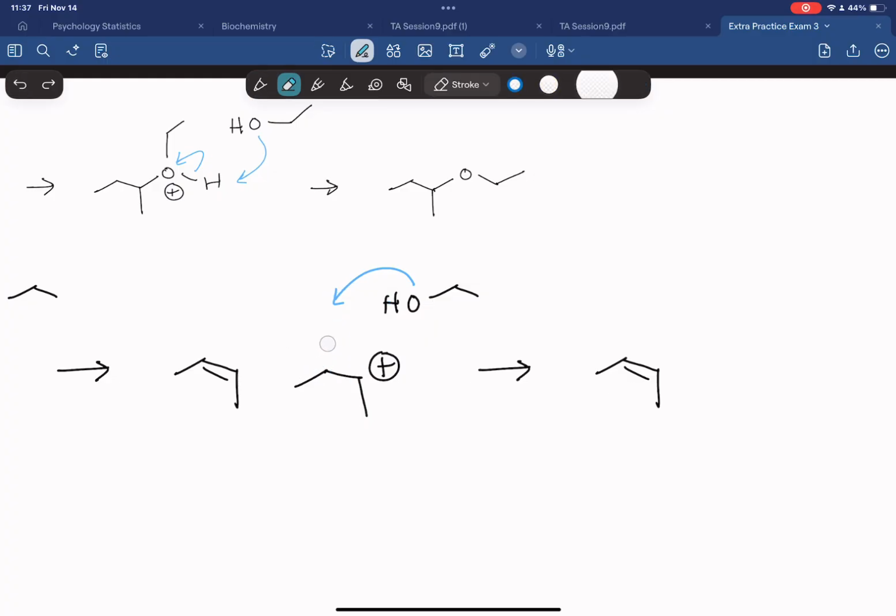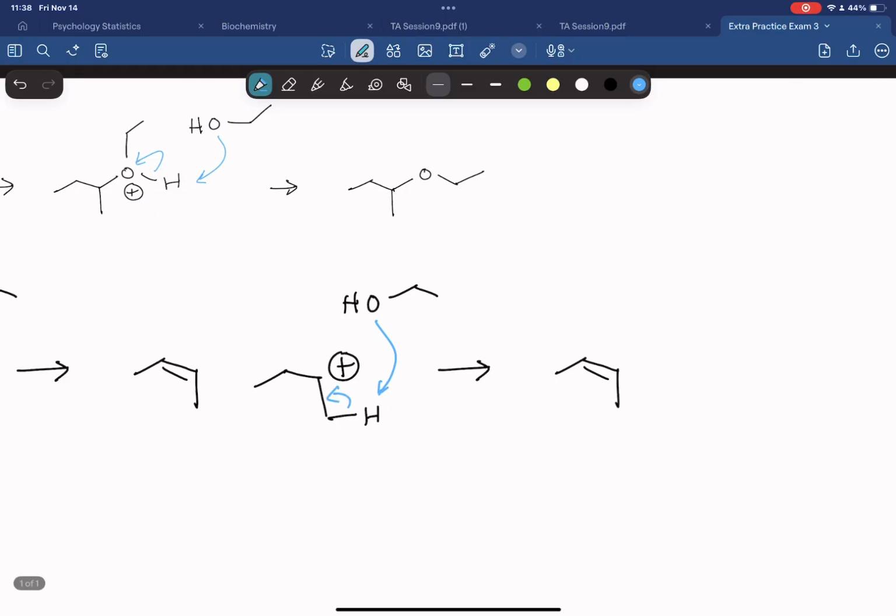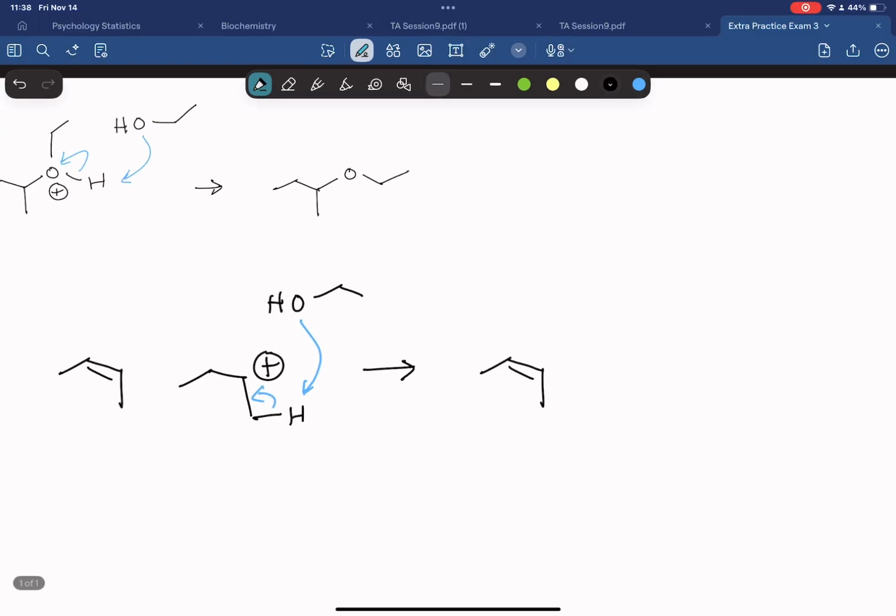So instead of attacking from this, I guess, top beta hydrogen, we're going to go ahead and attack from the bottom beta hydrogen. So here's that bottom beta hydrogen. And our ethanol is going to go ahead and attack that bottom beta hydrogen. Instead of making a secondary alkene, we're going to make a primary alkene.